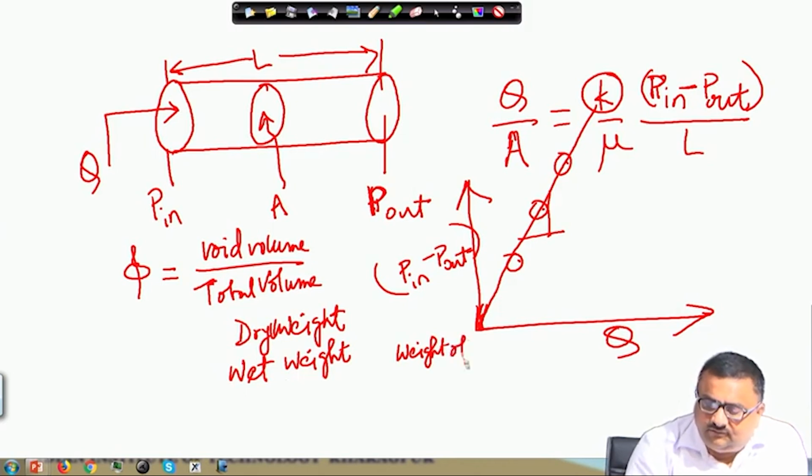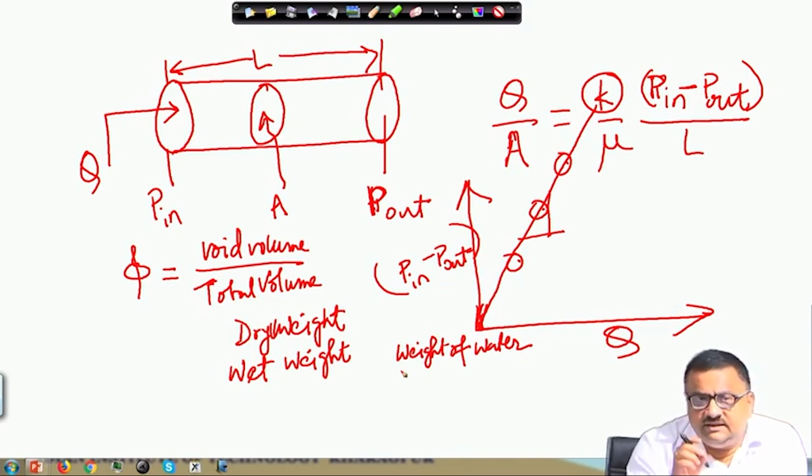So, weight of water: it is not exactly water, it is saline water, a brine. Generally brine is preferred when you work with this kind of sandstone cores. The reason is that the salt is put in intentionally, so that the clay material present inside the core should not swell and should not change the property.